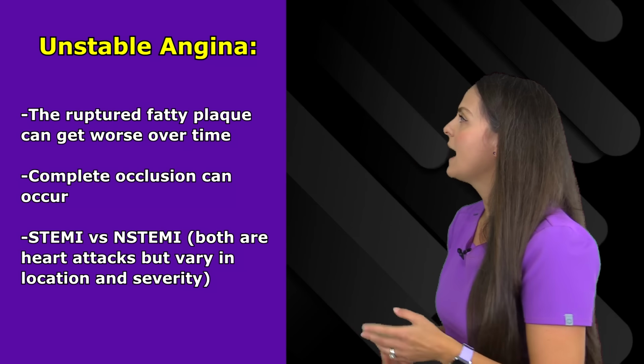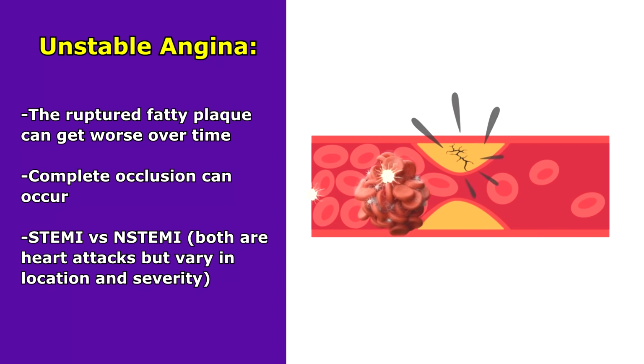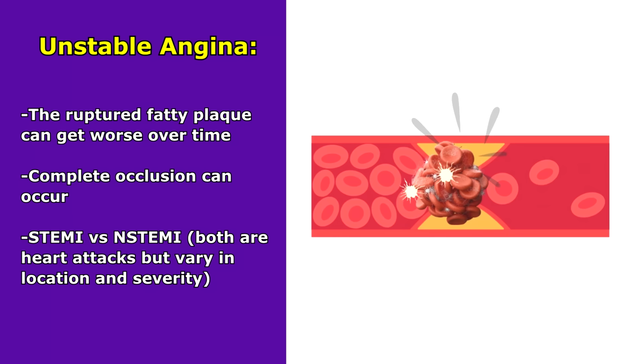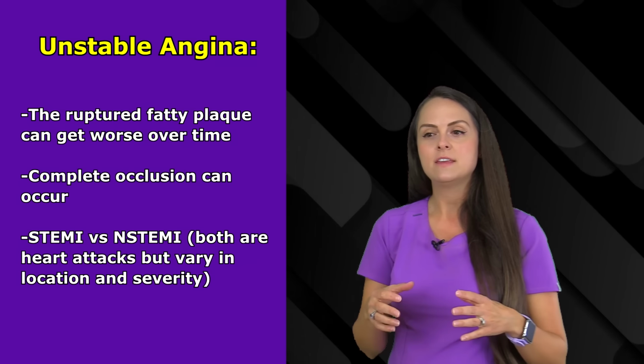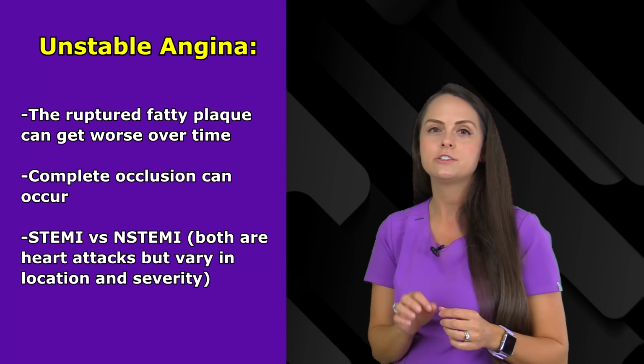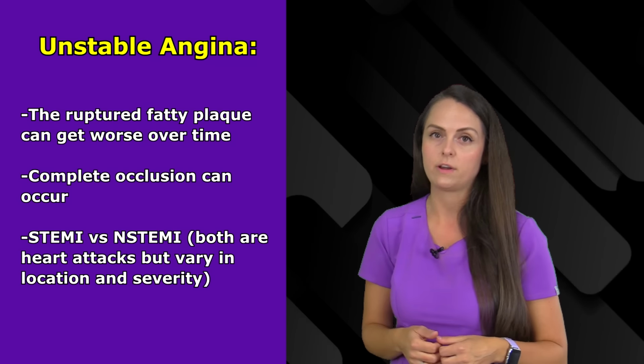Now, this fatty plaque that has ruptured in unstable angina can get worse over time. So this occlusion can get bigger and bigger where we have complete occlusion of that artery. So that is where we start getting into non-STEMI versus STEMI territory. And these are both types of heart attacks. However, they differ in terms of severity and location of the blockage within that coronary artery.